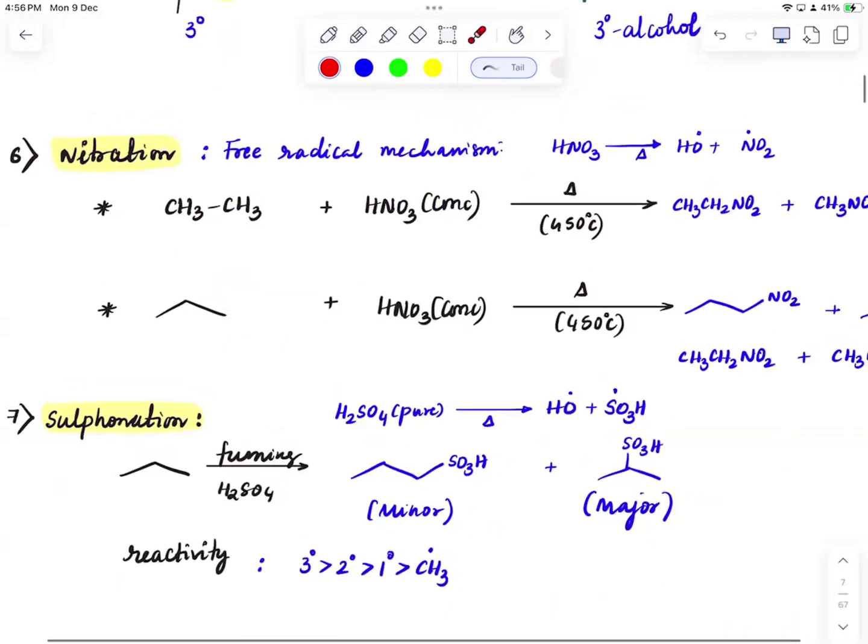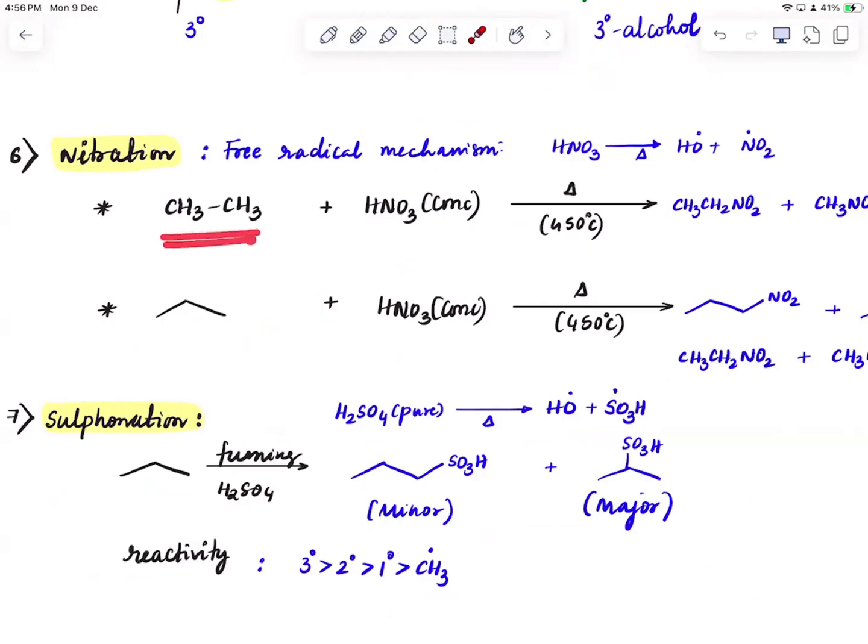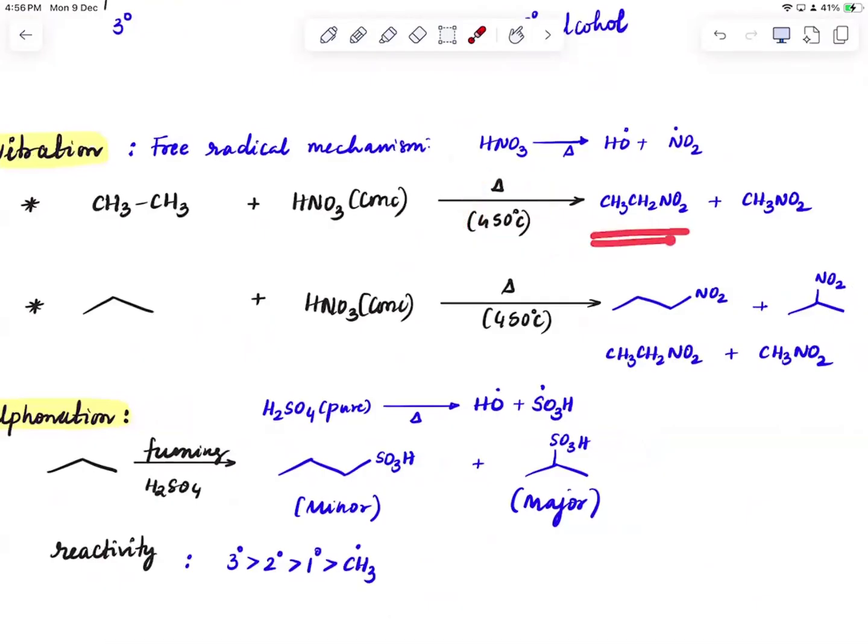Next, nitration. In case of nitration, any alkane treated with concentrated HNO3 at around 450 degrees centigrade will convert into nitro products. You should always think this way: in nitric acid on heating, the bond breakage gives HO dot and NO2 dot. NO2 dot is a radical which will initiate this reaction, and it is always a vapor phase reaction. That means these reactions cannot be in the liquid state.